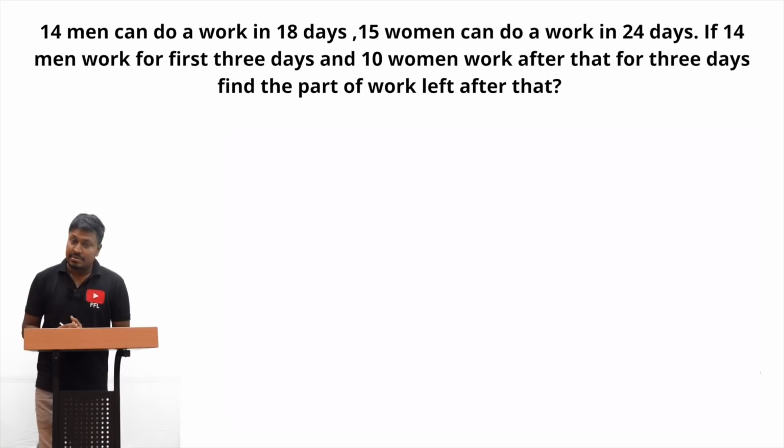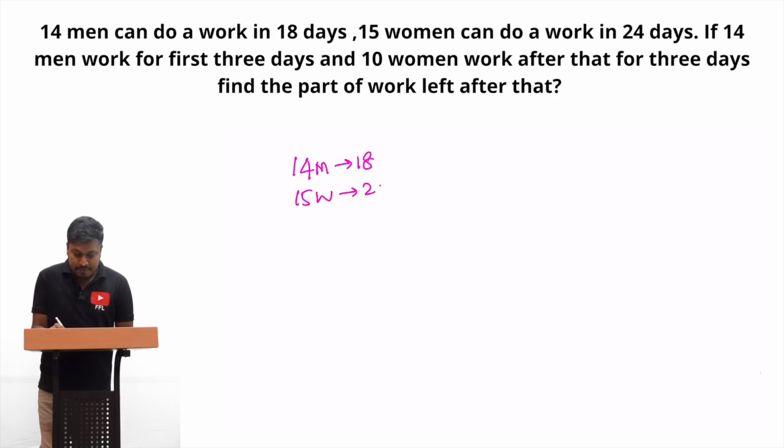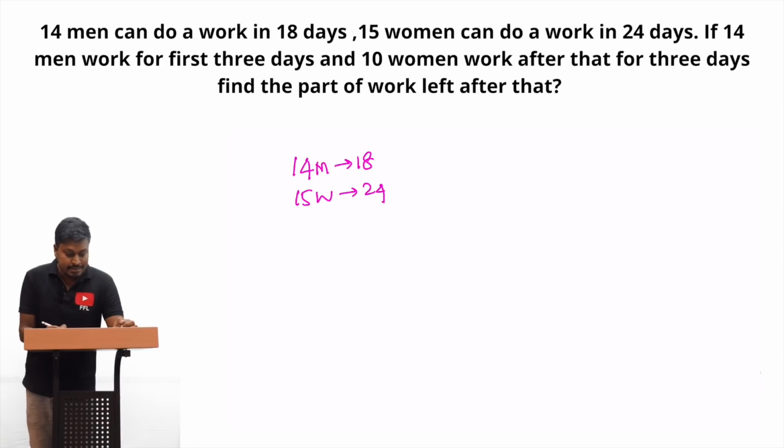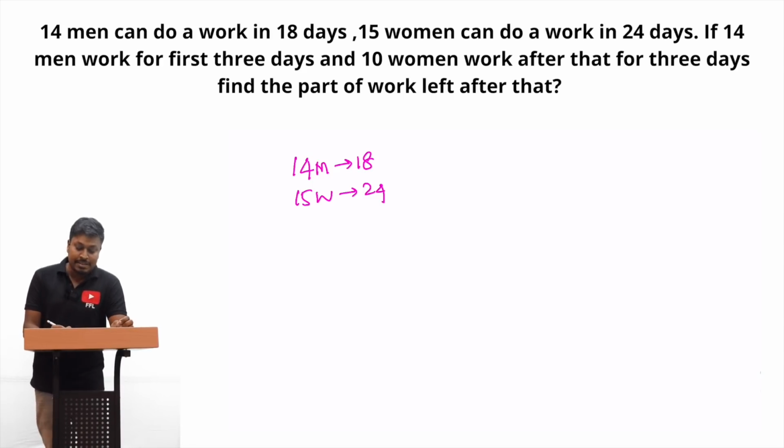Got it? Next question. So 14 men can complete a work in 18 days. Similarly, 15 women can complete a piece of work in 24 days. So if 14 men worked for the first 3 days and 10 women worked for 3 days, find the part of work left. So what is our target? Our target is to find how much part of work is left.